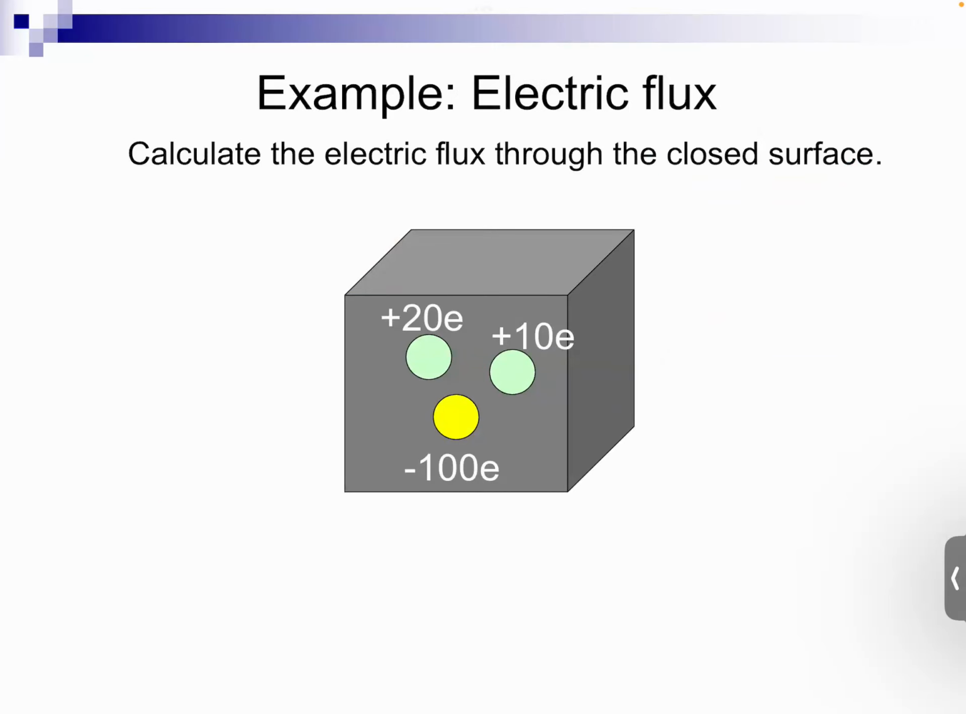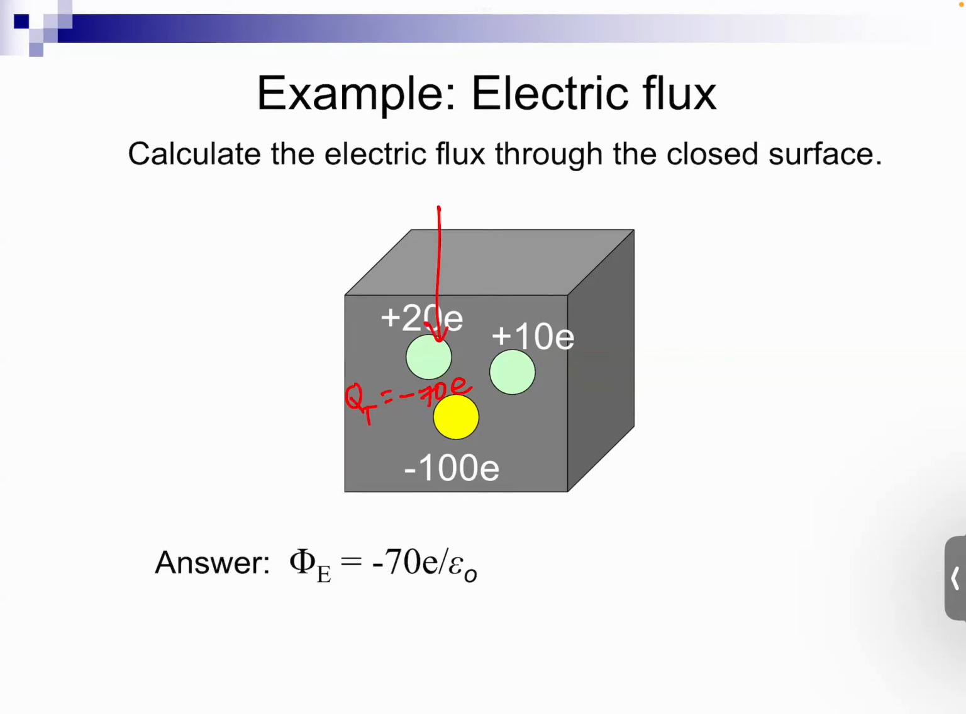Right? So say, for example, you have a cube and you have these three charges inside the cube. Right? Each charge is given here: positive 20 times the elementary charge e, or negative 100 times the elementary charge e. Right? The electric flux, or the number of electric field lines crossing this surface, will be determined by the total charge, which is negative. So the total charge here will be negative 70 times e. You have a negative net charge.